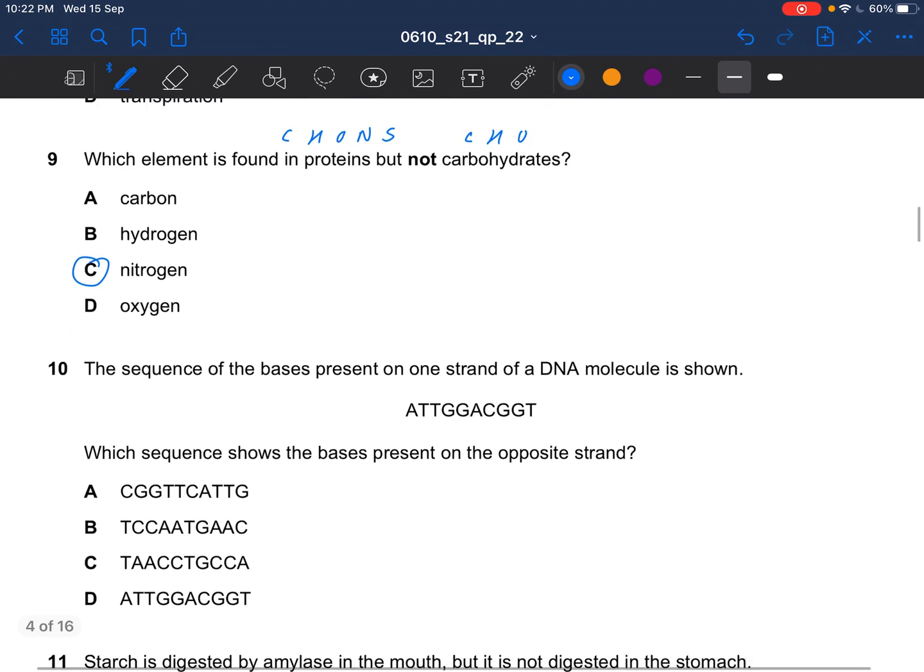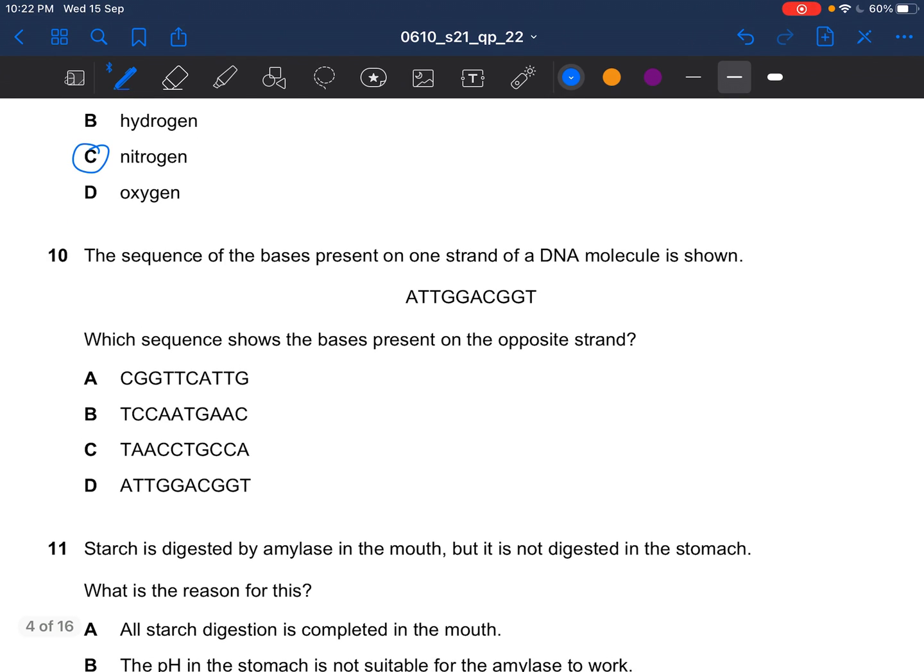Next question, the sequence of the bases present on one strand of a DNA molecule is shown. Which sequence shows the bases present on the opposite strand? So you do know that A is complementary to T, G is complementary to C. This is something you should know. So you just match them together. A will bind to T, A C C T, G C C A, which is A C.